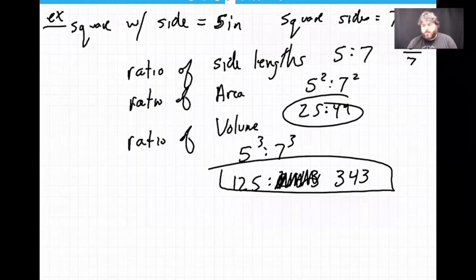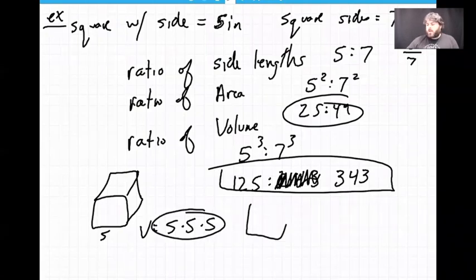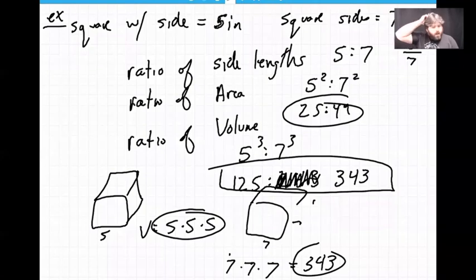Remember, you could work this out by hand. If you've got a cube with side length 5, the volume is going to be length times width times height, which gives you 125. And then the other one is 7 times 7 times 7, length times width times height, which is 343. But if it was a more complicated thing like a cylinder or something, and it starts getting real messy, that's a really good way to do it.